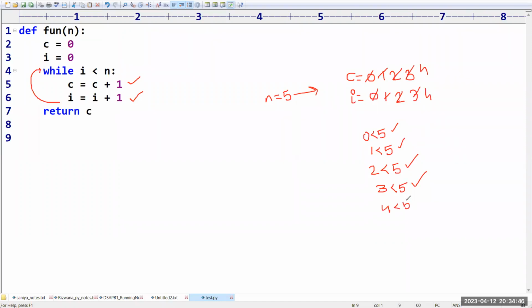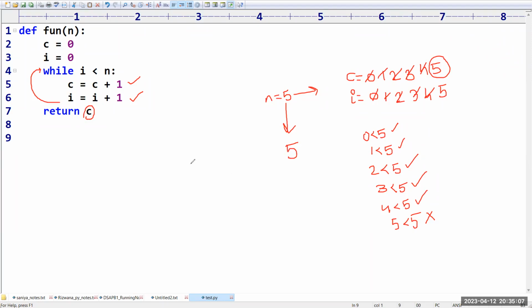Now i is 4. 4 is less than 5. Condition satisfied, so both will be incremented by 1 unit. So now 5 less than 5? Condition is not satisfied. Now I am going to return the count value. What is the count value? 5. That means if the input size is 5, how many times is my loop running?